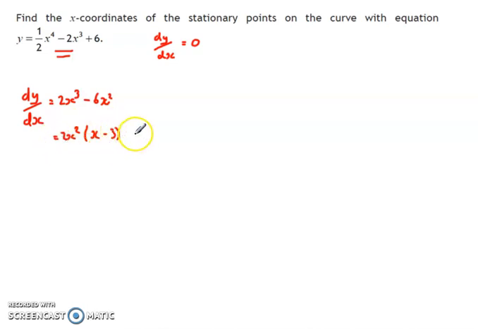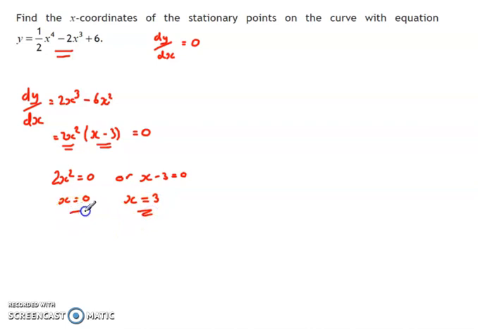And what I know is that this here equals 0. So I need to find the solutions where this is equal to 0, and I've got two possible sets. Either this can be 0 or this can be 0. So what I can say is that 2x squared equals 0, or the x minus 3 equals 0. Solving both of these gives me x equals 0 and x equals 3.